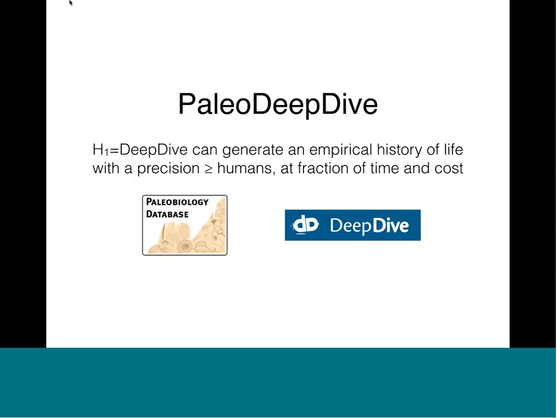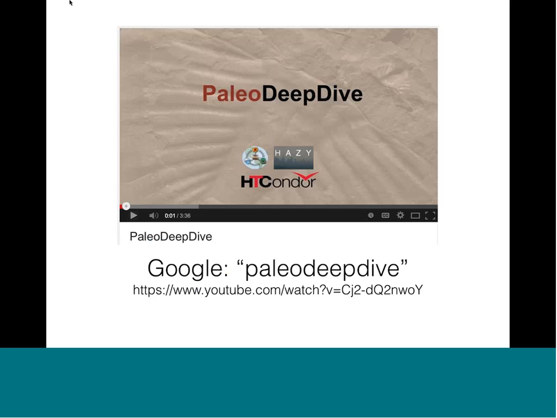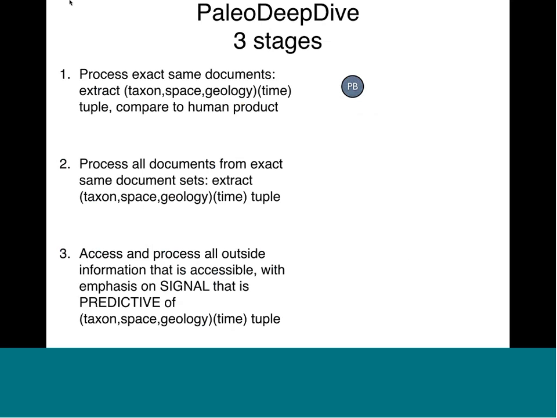Okay, so for the Paleo DeepDive project, the hypothesis is that we can generate an empirical history of life by reading the paleontological literature with a precision that's about as good as or, in some cases, better than humans. And then the last part's sort of a red herring. If you want to know more about this, you can Google it, and there's a little cheesy video that will give you a sense. But I'm going to give you an abstract.